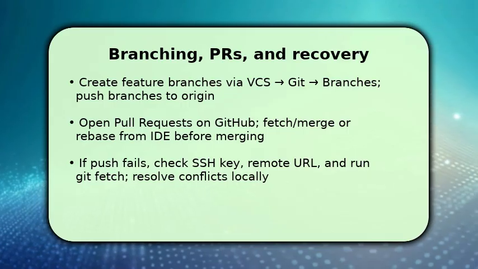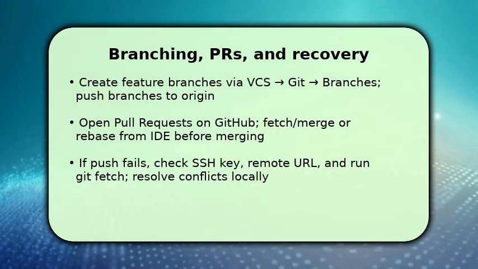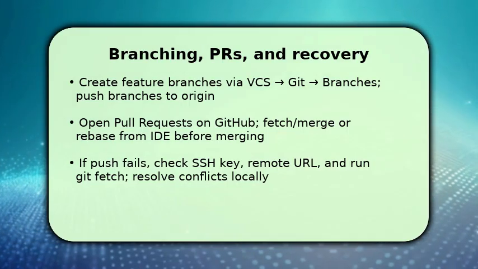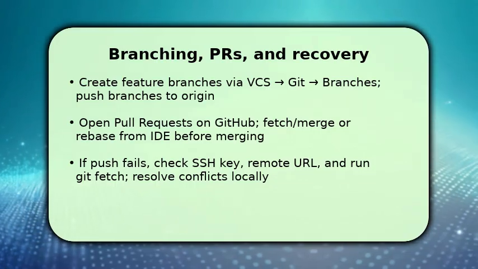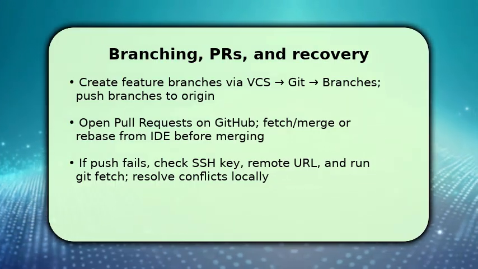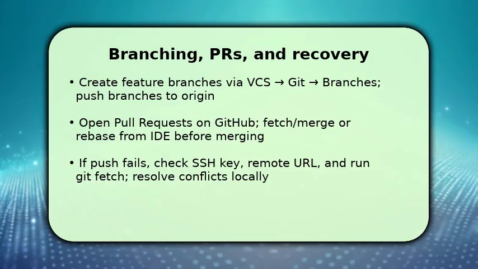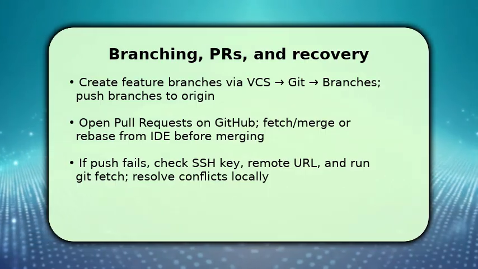If a push fails, check your SSH key and remote URL, run git fetch and inspect status. Resolve conflicts locally, commit, then push again. This single flow keeps activity traceable and reduces integration surprises.